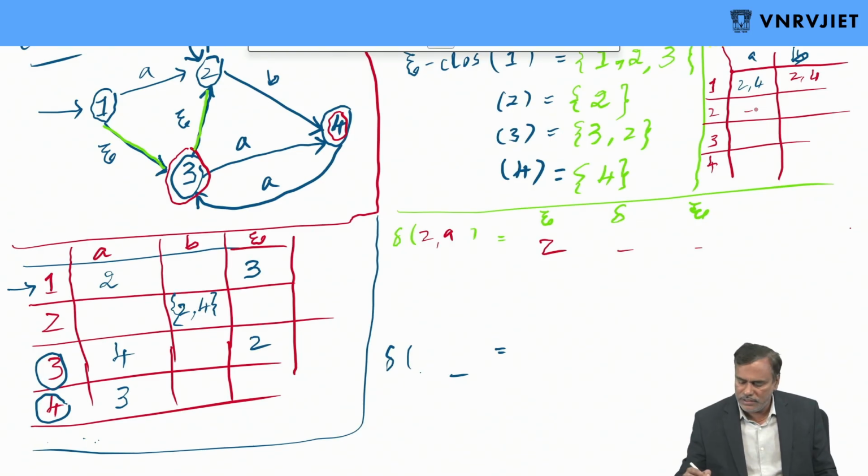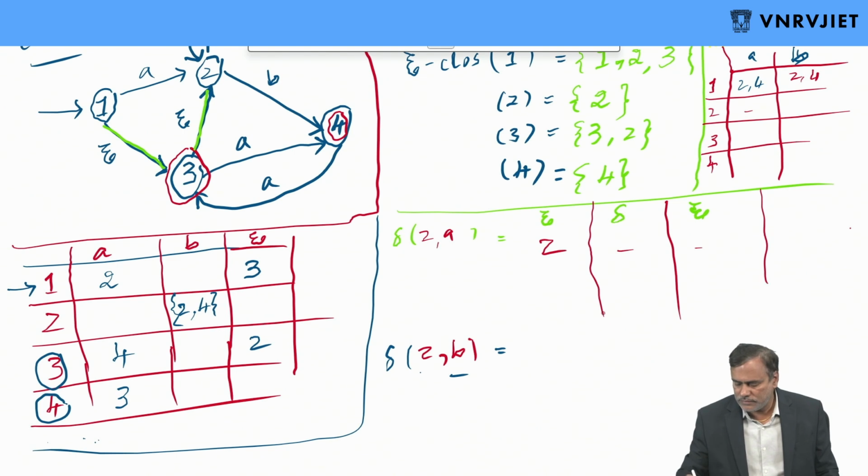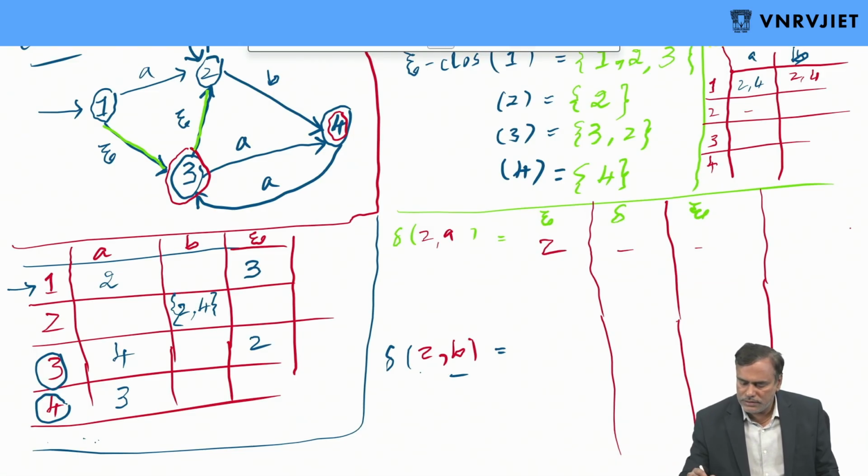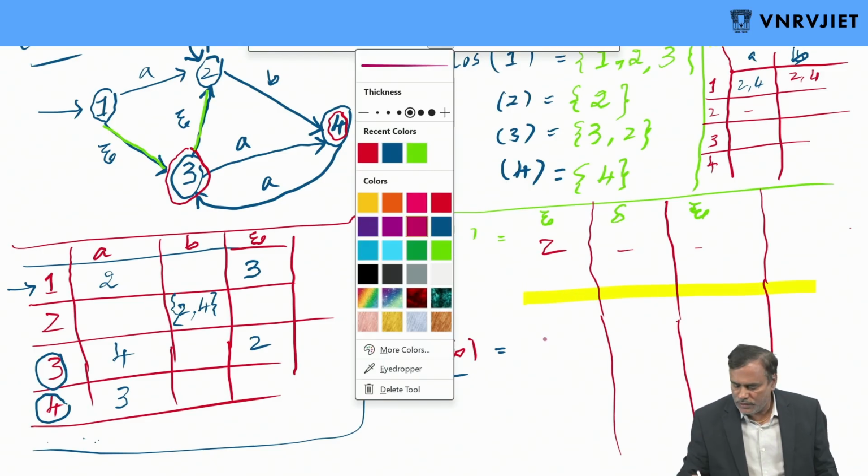Next you have to find delta of 2B. Already I have found the epsilon closure of 2. If you want, I can extend this. You have two input symbols. This is for the A part and this is for the B part. This time you want to find delta of 2B.